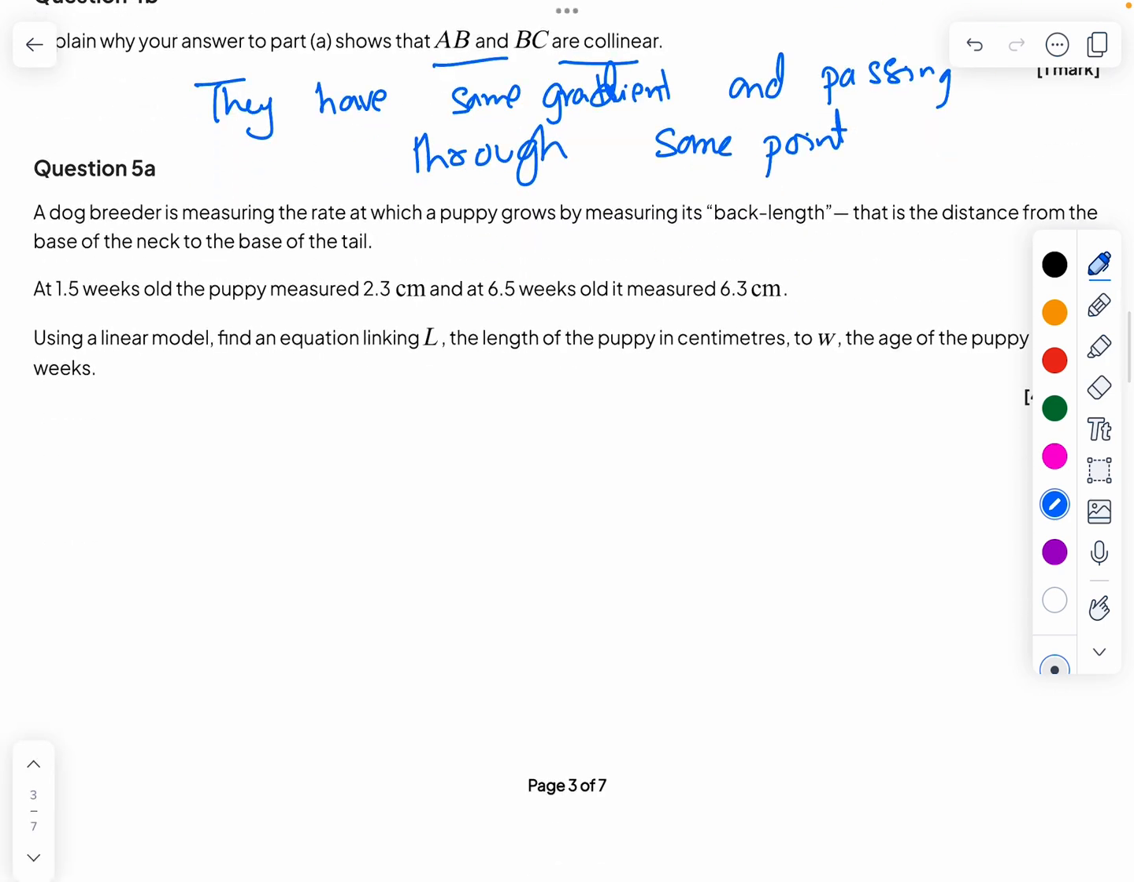A dog breeder is measuring the rate at which the puppy length is growing. Back length is the distance from the back of the neck to the base of the tail. At 1.5 weeks old, the puppy length is 2.3 centimeters. At 6.5 weeks old, it measures 6.3. Use the linear model. Find an equation of L in terms of W and C. So L equals, let it be, MW plus C. L is the length, W is the age.